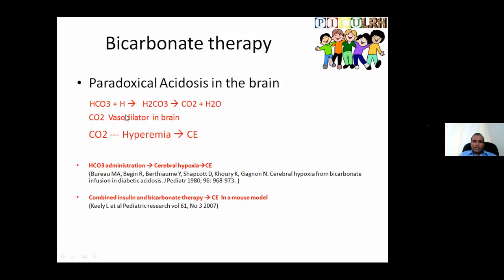So outside the cell, this goes this way. Inside the cell, this goes this way. So you can cause intracellular acidosis. That is one thing. The second thing is carbon dioxide is a cerebral vasodilator. So when the carbon dioxide is entering into the brain, you can have vasodilatation in the brain and hyperemia. So two things. One thing is intracellular acidosis. Second thing is cerebral edema. So there's no place for bicarbonate in the management of DKA.